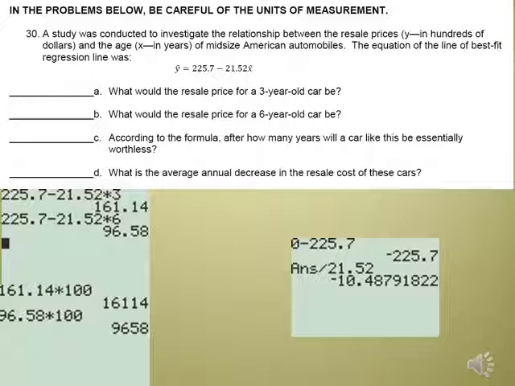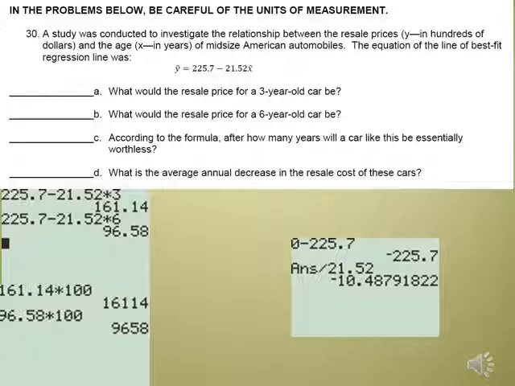And the last one says, what's the annual decrease in the resale cost? Sometimes I'll have people that will take it between 0 and 10, plug all of those numbers in, and then find the average of them, and boy is that a pain. The answer is $2,152. Basically, it's the slope. It's the number that's by X.